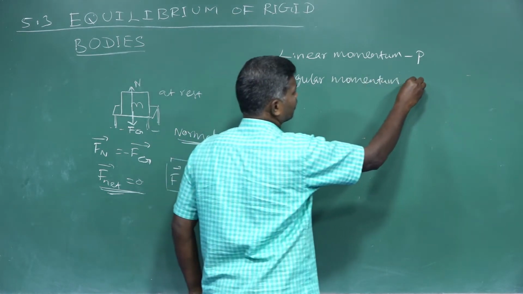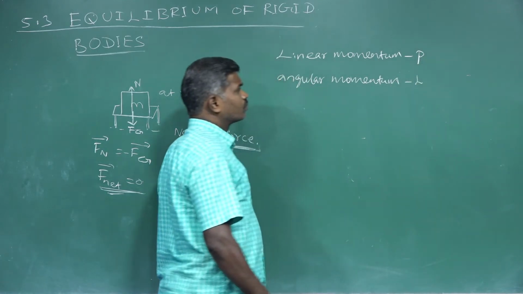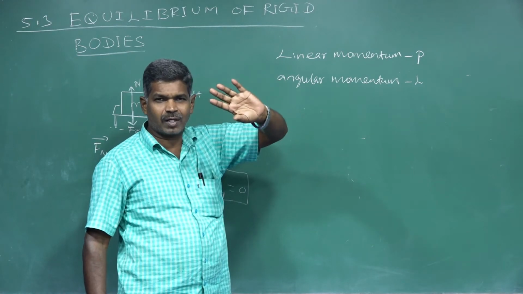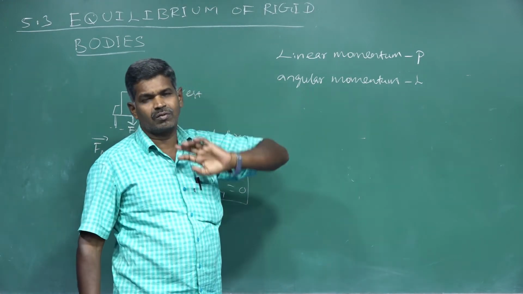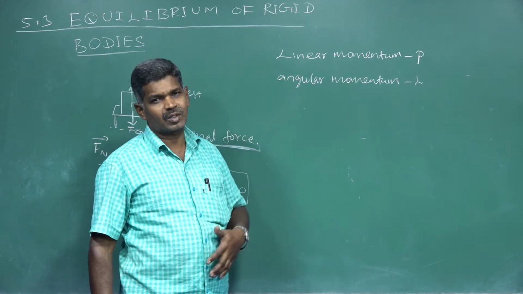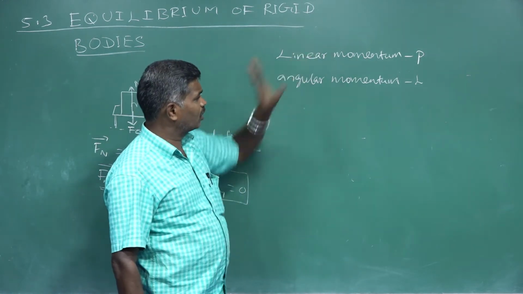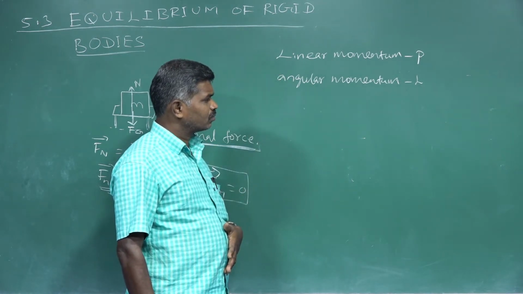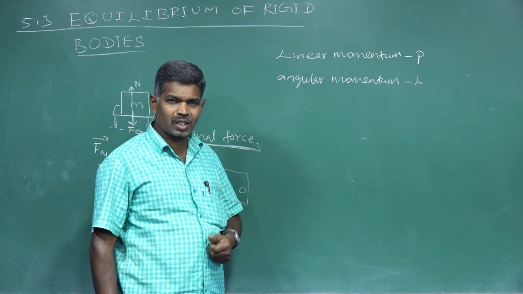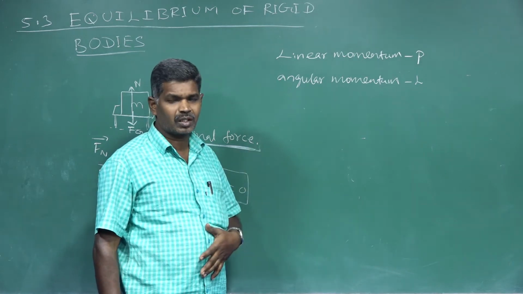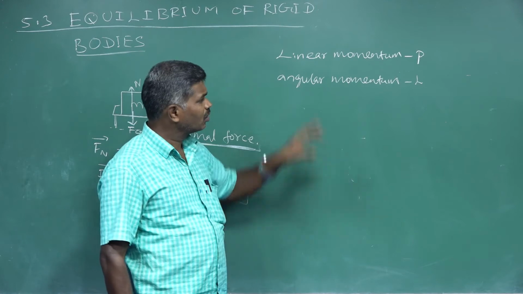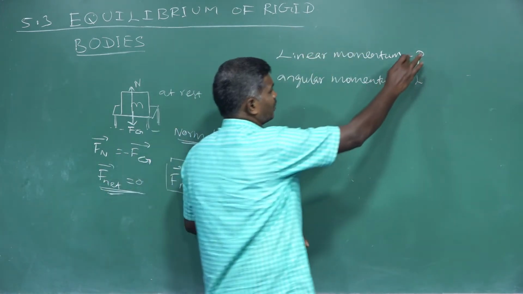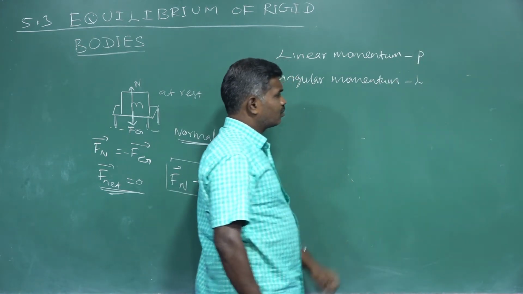Angular momentum is represented by capital L. Linear momentum is the physical quantity related to linear motion, otherwise translation motion. Next is angular momentum, which is related to rotational motion. We have the symbol small p for linear momentum and capital L for angular momentum.